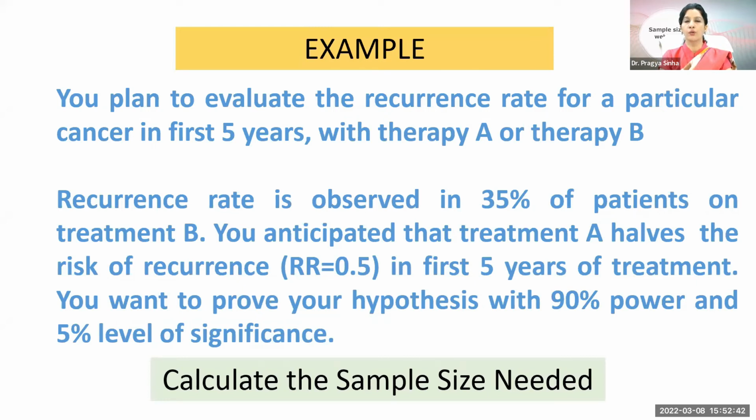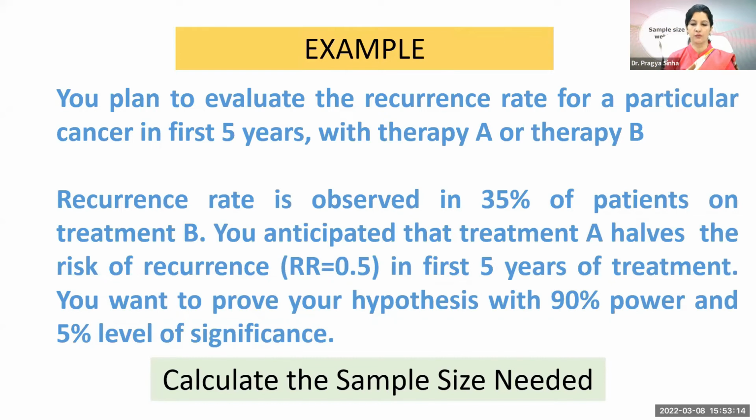Although this example seems to be an example of a randomized control trial, because you have started with the therapy, still you can take this as an example. A cohort study is an observational study where you don't plan any intervention, but this is just to show you one example of relative risk. In this case, the recurrence rate in treatment B is 35%, and for treatment A, you know that the relative risk is 0.5 in the first 5 years.